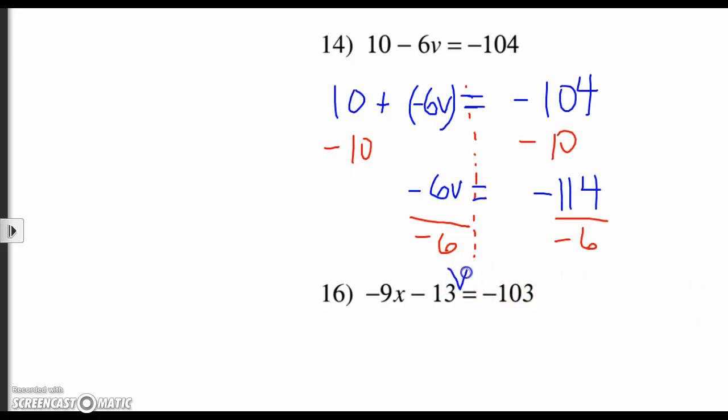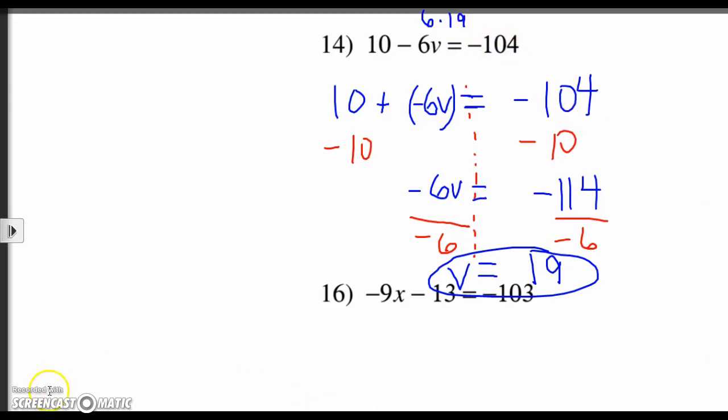I'm left with v equals, well, a negative divided by a negative gives me a positive. Positive 19. And if I put that back into my equation, 6 times positive 19 is positive 114. 10 minus positive 114 would give me negative 114.